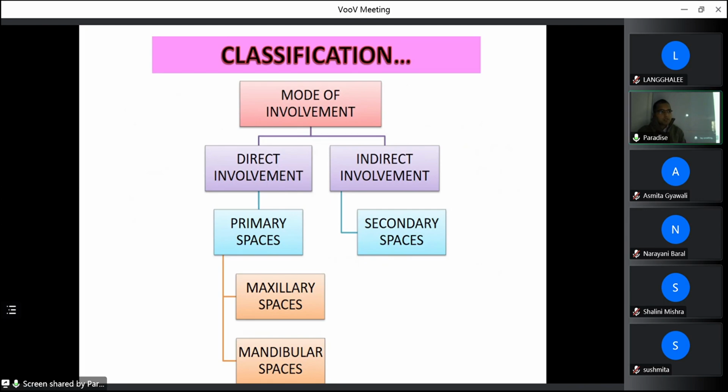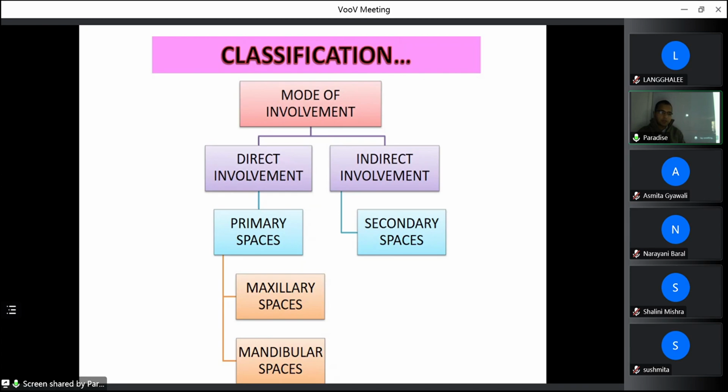So moving to classification of facial spaces, depending on mode of involvement, it is of two types: primary spaces and secondary spaces. If the odontogenic infection directly involves those spaces, those are known as primary spaces. If the odontogenic infection does not directly involve those spaces and they are involved secondarily, after the primary spaces are infected, if you don't treat them, it will again enter into the nearby neighboring spaces. Those spaces are known as secondary spaces.